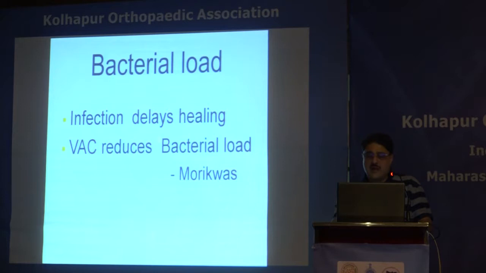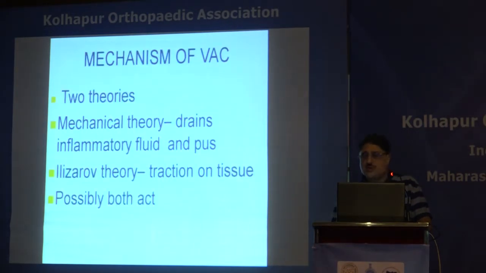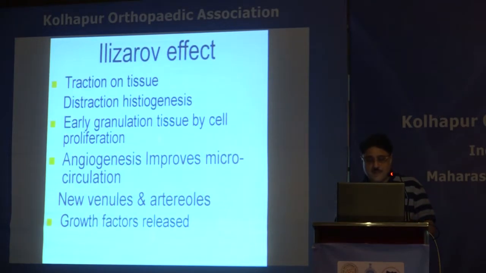So infection delays the healing. VAC reduces the bacterial load. That's the main thing. So multiple dressings is equal to 1 VAC. Earlier healing reduces the number of dressings. There are 2 theories: one is the Elizarov theory, which mechanically drains inflammatory fluid. The Elizarov theory is that traction on the tissues will give you a reduction, and possibly both can act. So traction on tissues, distraction histogenesis, gives early granulation tissue by cell proliferation.